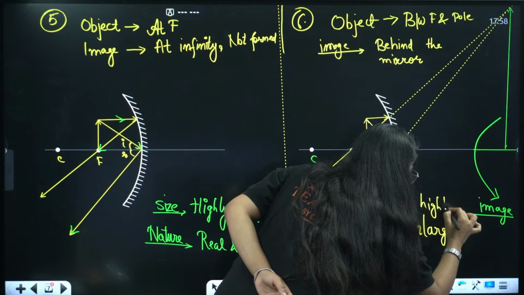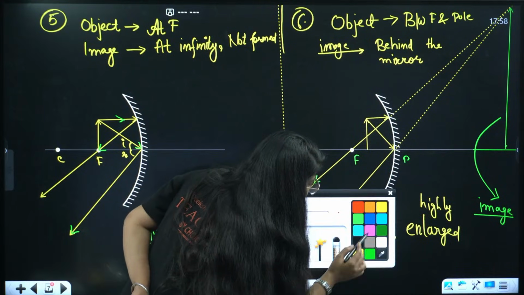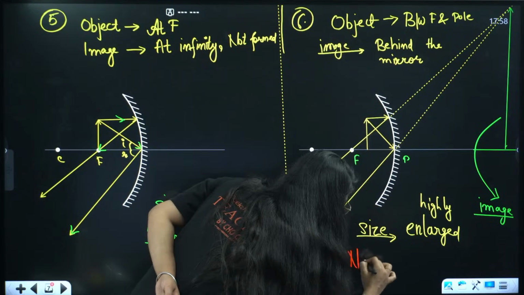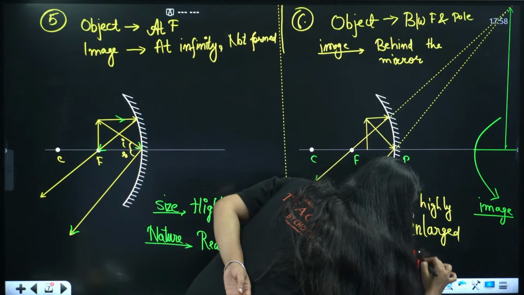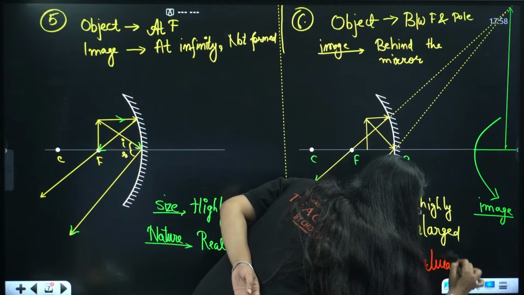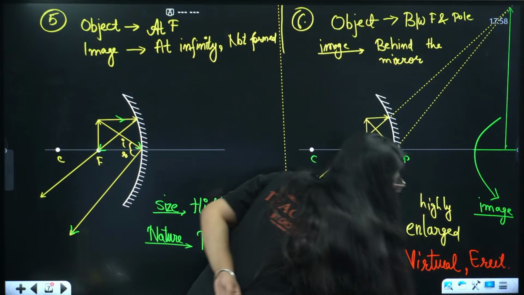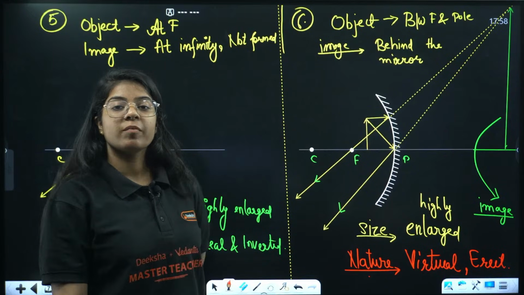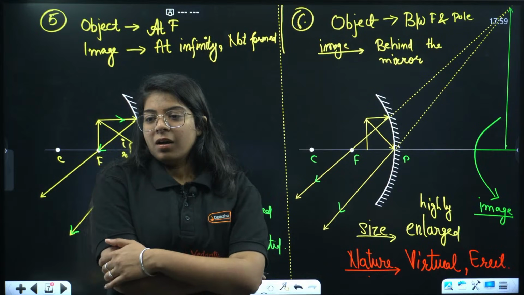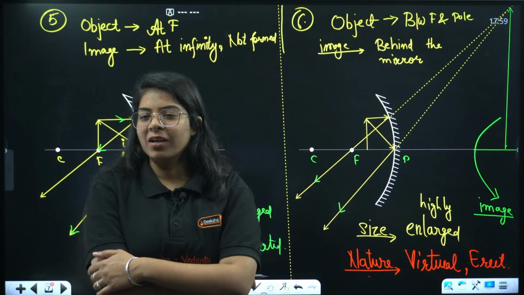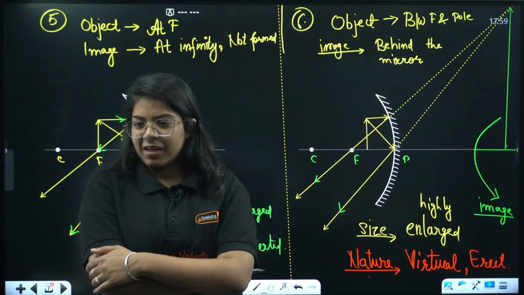The size of the image will be highly enlarged, and in this case, very very important, what is the nature of image? The nature of image in this case will be virtual and erect. In sixth case of concave mirror, the nature of image is virtual and erect. ठीक है? Very good. Behind the mirror, very good.